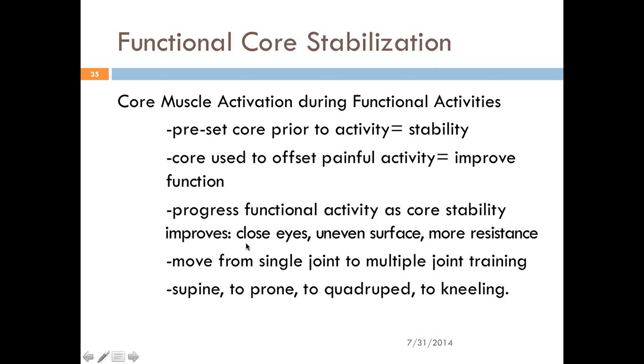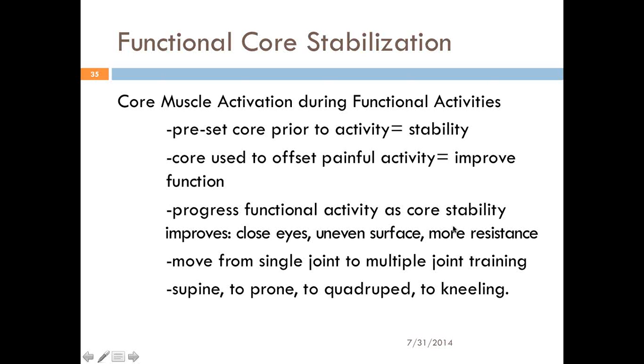We can have them add resistance. As soon as you add resistance, or change something like their surface, or you close their eyes, immediately you're going to need more core recruitment in order to stabilize. If I did that same movement that we did earlier, shoulder flexion to 90 degrees, but now with some TheraBand resistance, you would feel a lot more core recruitment and even erector spinae recruitment, because now your body has to counteract that resistance.